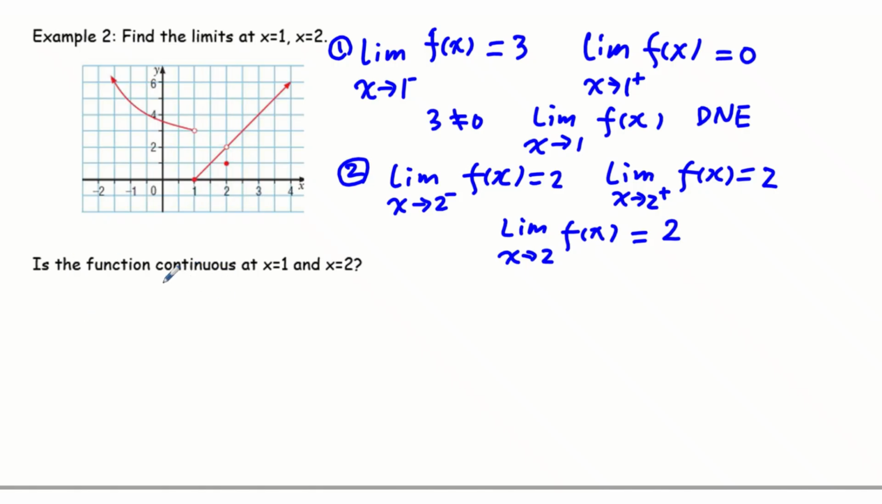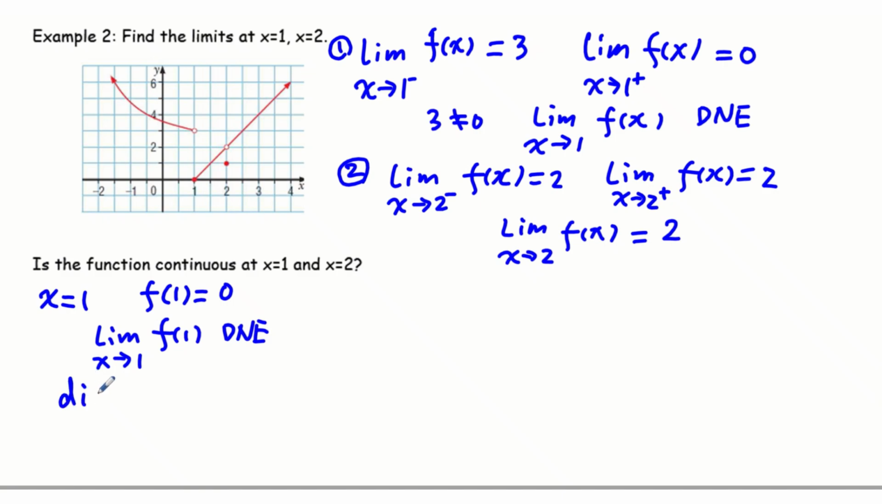And it asks you if the function is continuous at x equals 1. So at x equals 1, you will see step 1, f at 1 is defined and equals 0. It's a solid dot. But step 2, the limit doesn't exist. Then it didn't pass step 2, so it is not continuous.